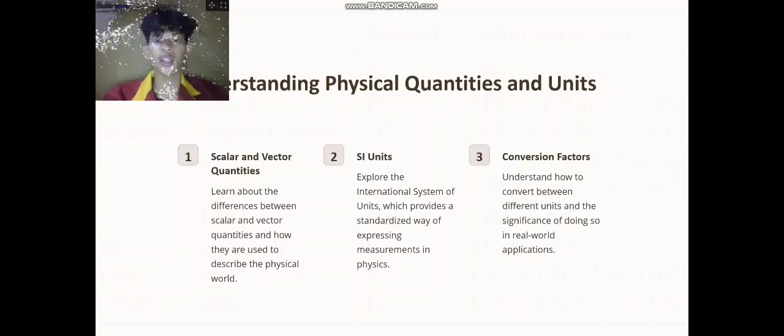Number 2. SI units. Explore the International System of Units, which provides a standardized way of expressing measurements in physics. Number 3. Conversion factor. Understand how to convert between different units and the significance of doing so in real-world applications.